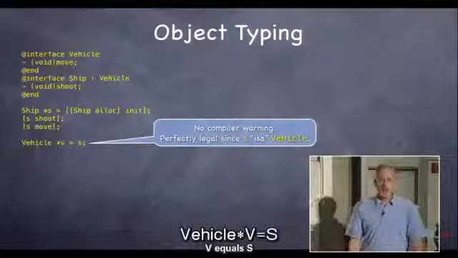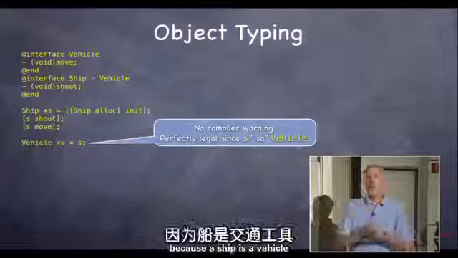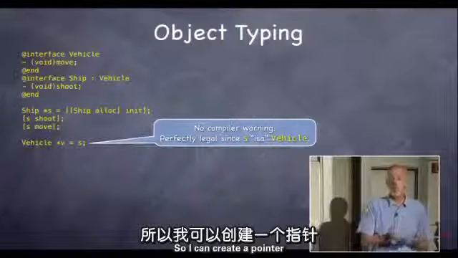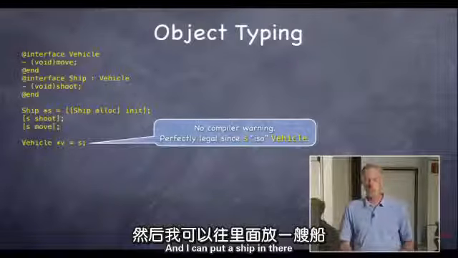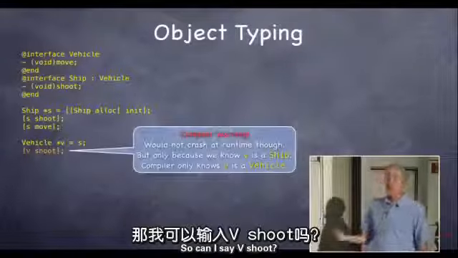Can I do this? Vehicle star V equals S? Of course I can, because a ship is a vehicle, so I can create a pointer to a vehicle, and I can put a ship in there. And so can I say V shoot?